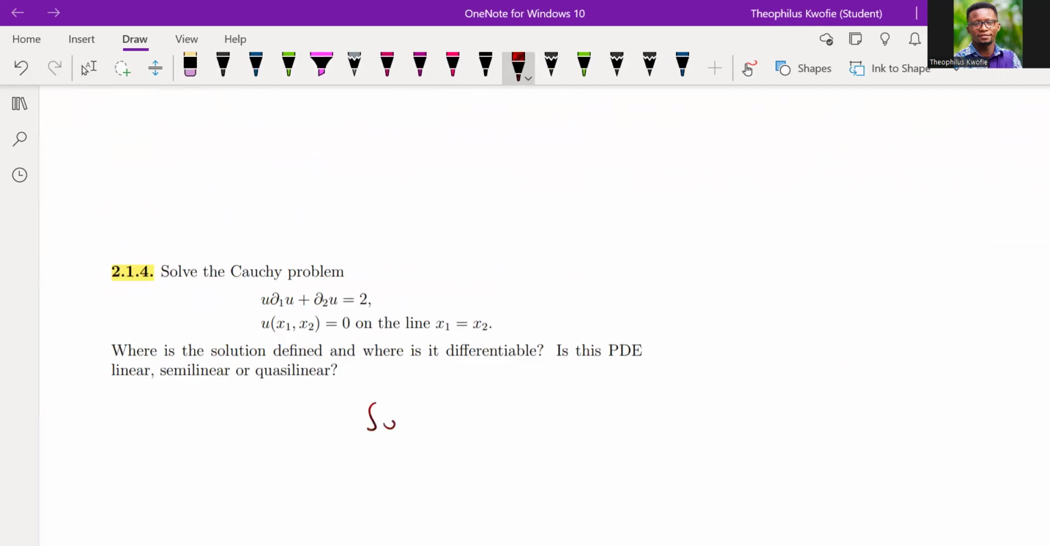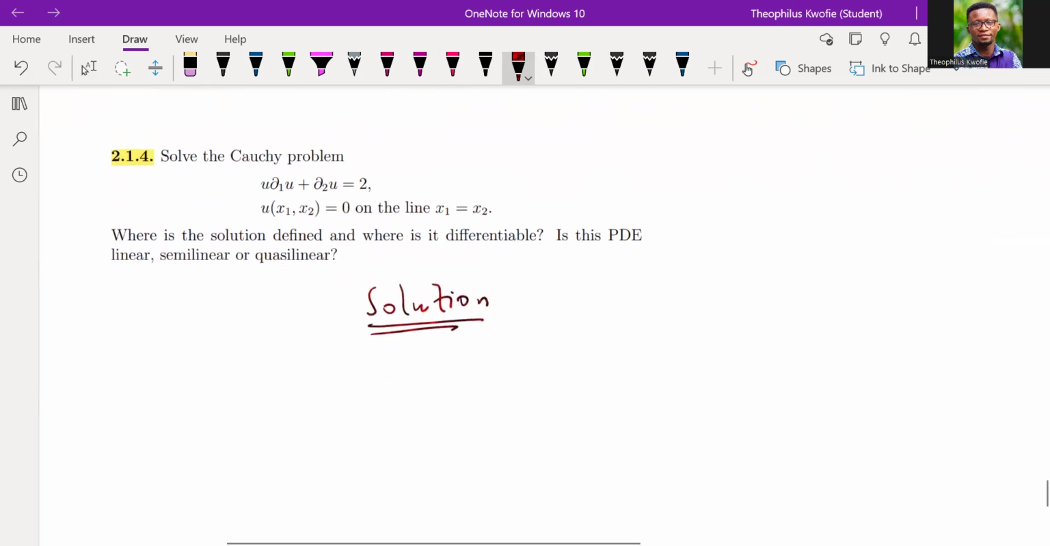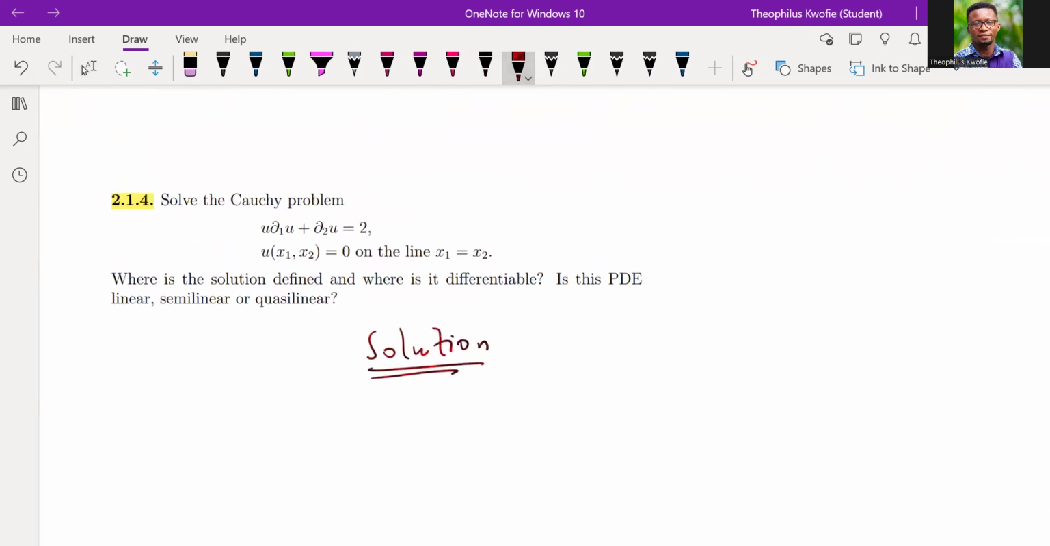So solution. Given this Cauchy problem, which is u, the partial of u with respect to the first independent variable, which is x1, and then the partial of u with respect to the second independent variable, which is x2, equal to 2. And then we're given this initial condition, u equal to 0, on the line x1 equal to x2. Is that okay?